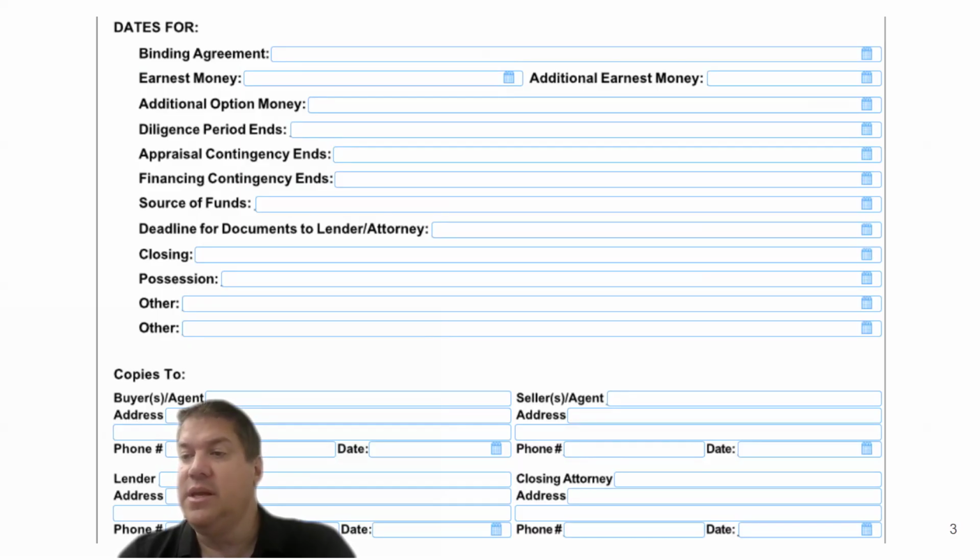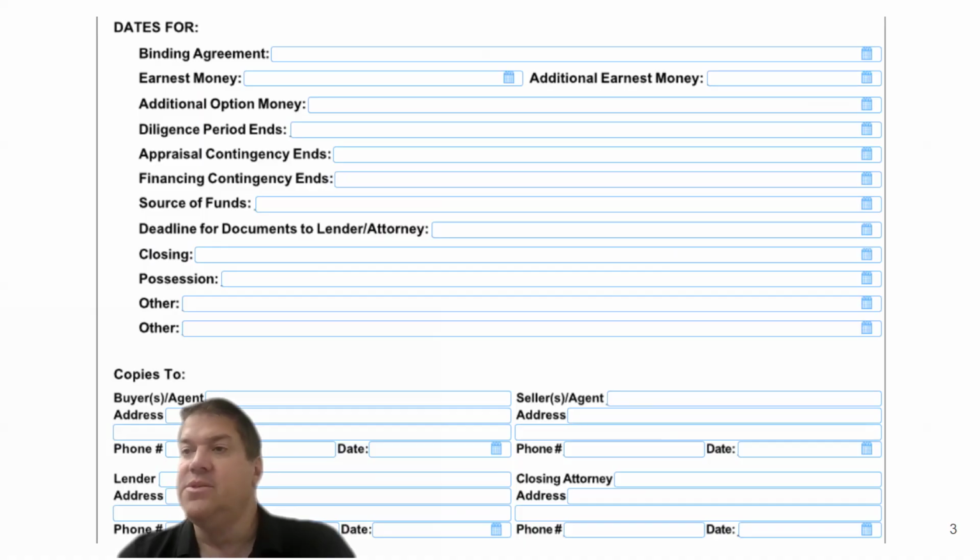You don't necessarily have to put addresses, but you can for all of those. It's not a bad idea to go ahead and put addresses and phone numbers for the lender and the closing attorney and the agents. That way, everybody has everything all on one page. And I think that's a really good form to distribute.